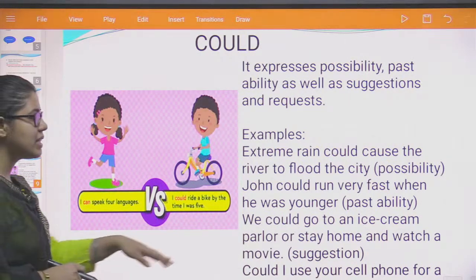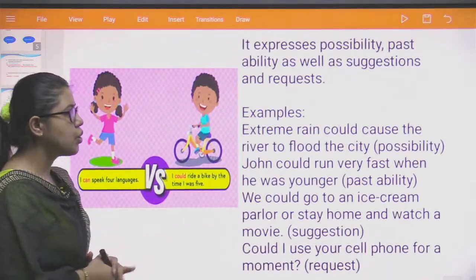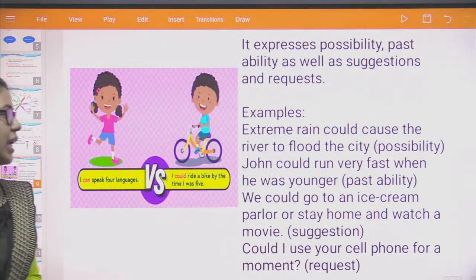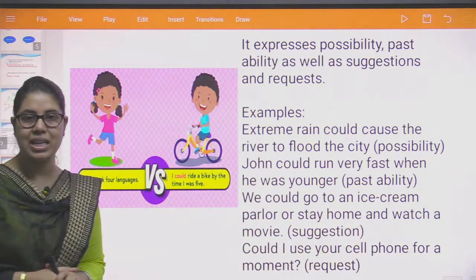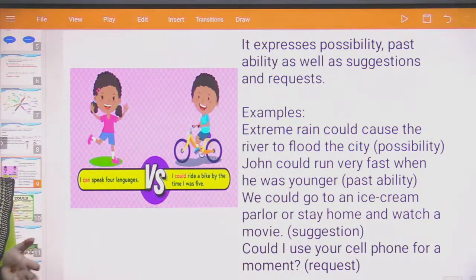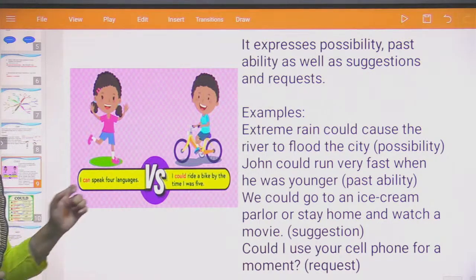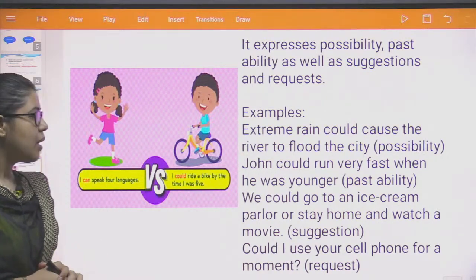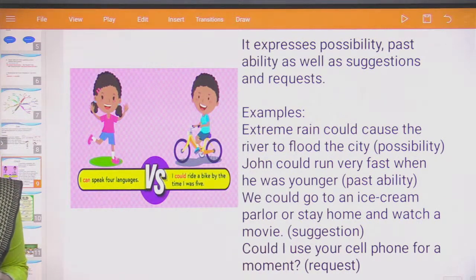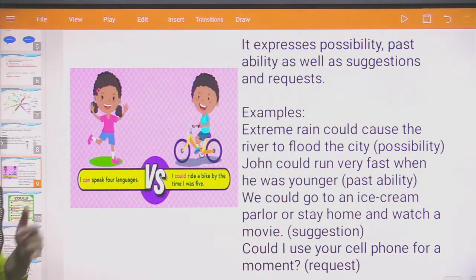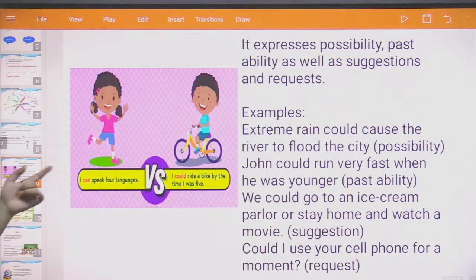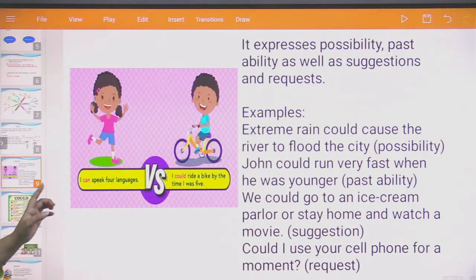Okay, now let's see the second sentence, student, here. John could run very fast when he was younger. So now see this sentence. If I say that John can run very fast, I am showing his present ability or general ability. But if I say that John could run very fast when he was younger, okay, so I'm saying that when he was younger, at that time he had the ability to run fast. Okay, so I'm showing the past ability here, student. That's why I've written here, John could run very fast when he was younger. So that is his past ability.